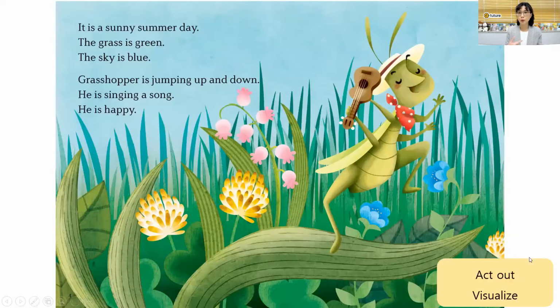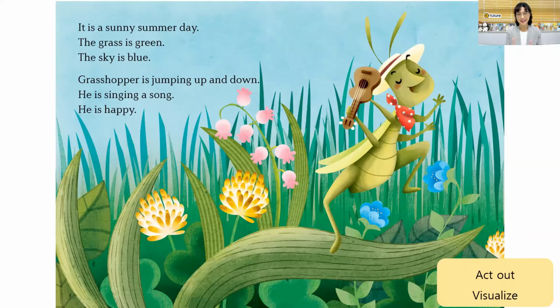And so you can check the words first, and you can read the story, right? Let's look at the picture first, right? What do you see here? Do you see the grasshopper? Yeah. What does the grasshopper have?